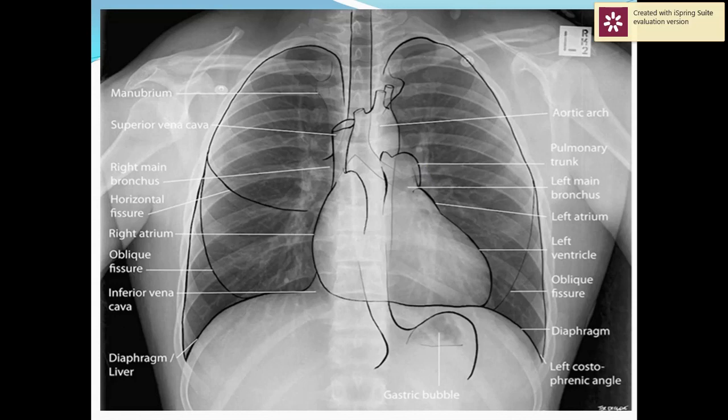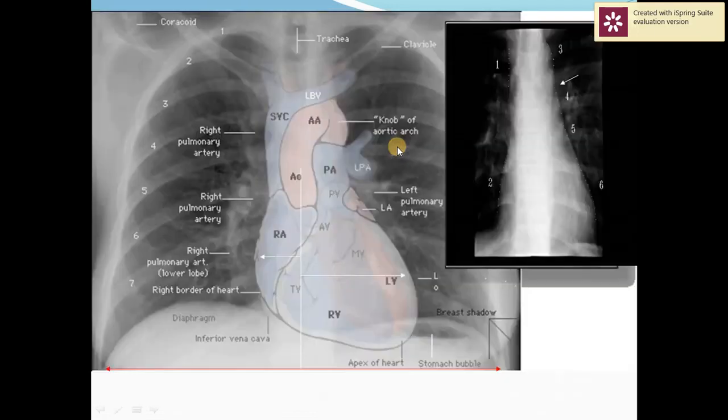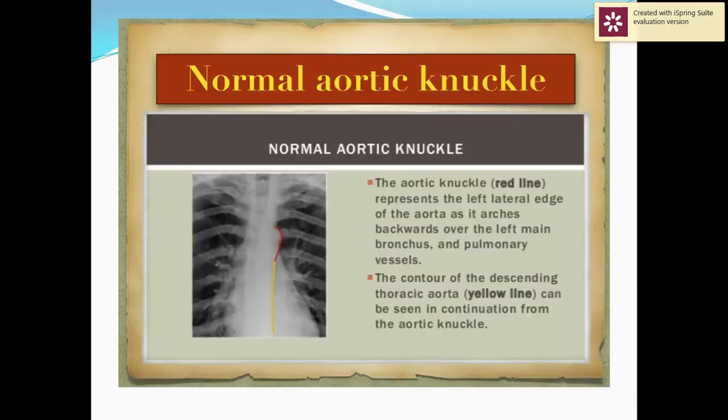Here also, an important question is: show me the border of the heart. Right atrium, this is the right main bronchus, and this is the superior vena cava, this is the right ventricle, this is the left ventricle, left atrium, and the pulmonary trunk, and this is the aortic arch or aortic knuckle. A normal aortic knuckle gives us an idea. This is the left side of the chest X-ray.